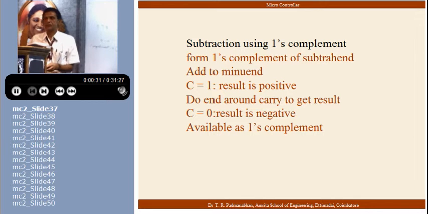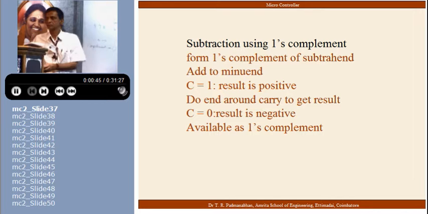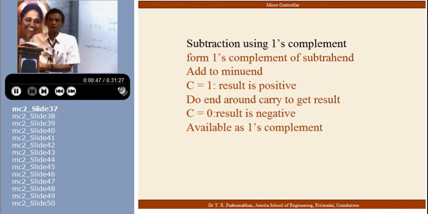Just as we did with the decimal numbers, you form the ones complement of the subtrahend. Once you have formed the complement, it's just addition. You add it to the minuend.